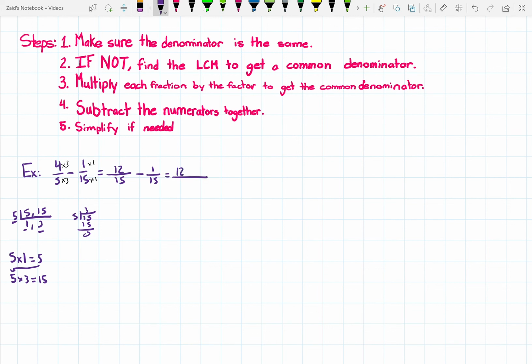So I would have 12 minus 1 over 15. And then if I subtract it, I get 11 over 15. And as we could see, we can't really simplify that, so it would stay like that.